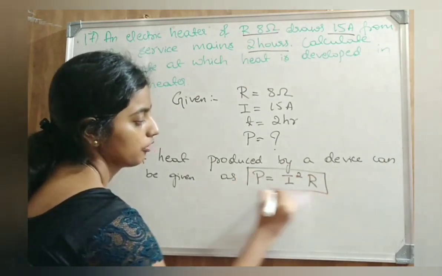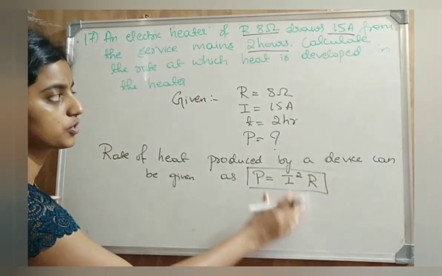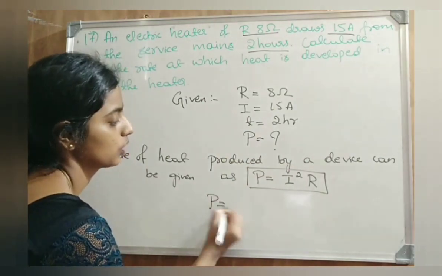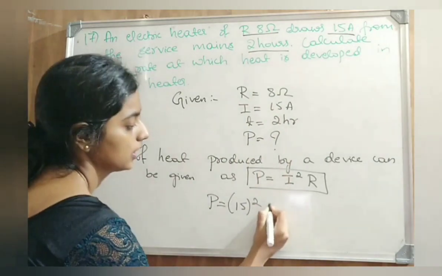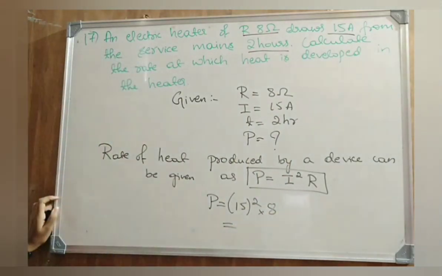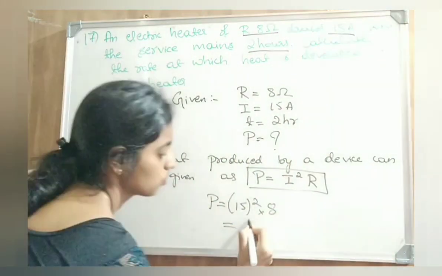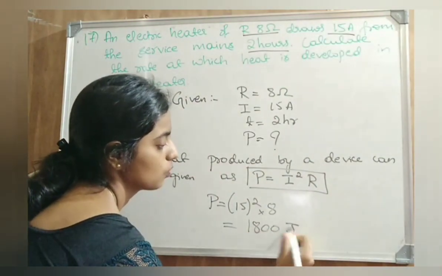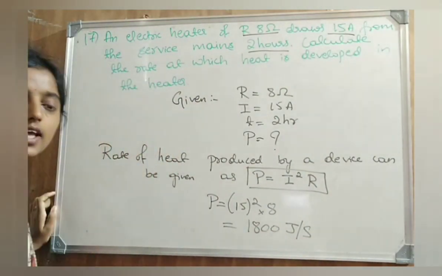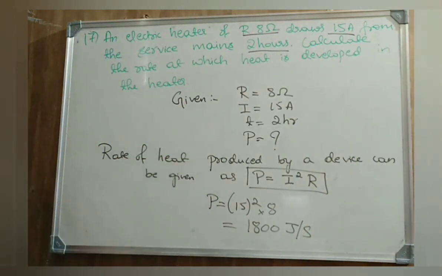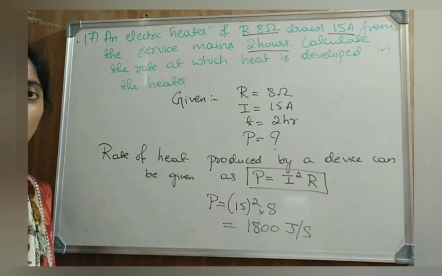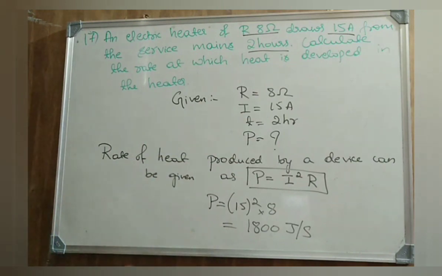We are already familiar with this equation, right? Now substitute all the terms. P is equal to I square, that is 15 square, R is 8, and calculate and see how much we'll get. 1800 joules per second, or else we can write it as watt. Here time is just given in the question, no need to use it while solving the problem. Hence the answer is 1800 watt or joules per second.